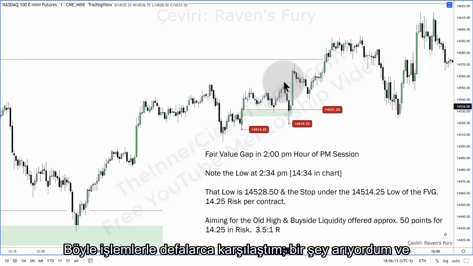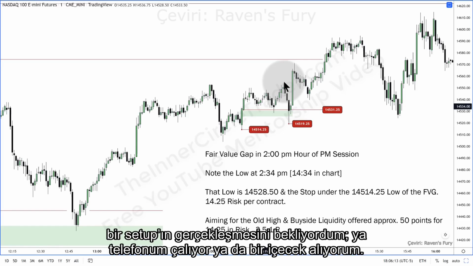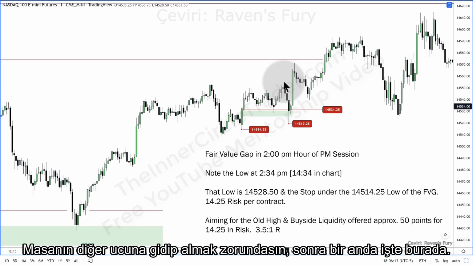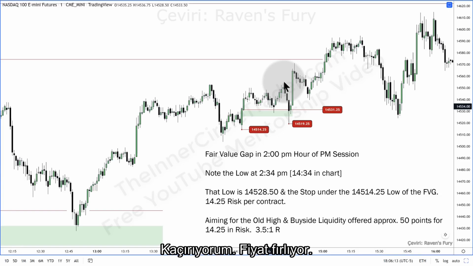I've had many times trades form just like this, where I was looking for something. I was waiting for a setup to happen. Either my cell phone's buzzing or I grab a drink. It's just outside of reach. I've got to go walk over to the other end of the desk and grab it. And then all of a sudden, here you go. I miss it. It takes off.